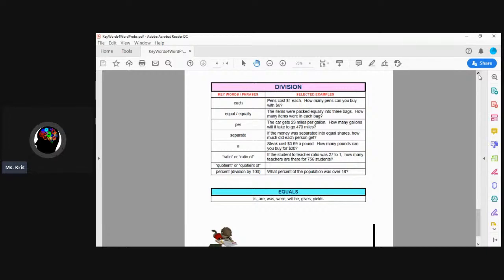Equal and equally. The items were packed equally into 3 bags. How many items were in each bag? So, say for instance, there are 21 items and the items were packed equally into 3 bags. How many items were in each bag?